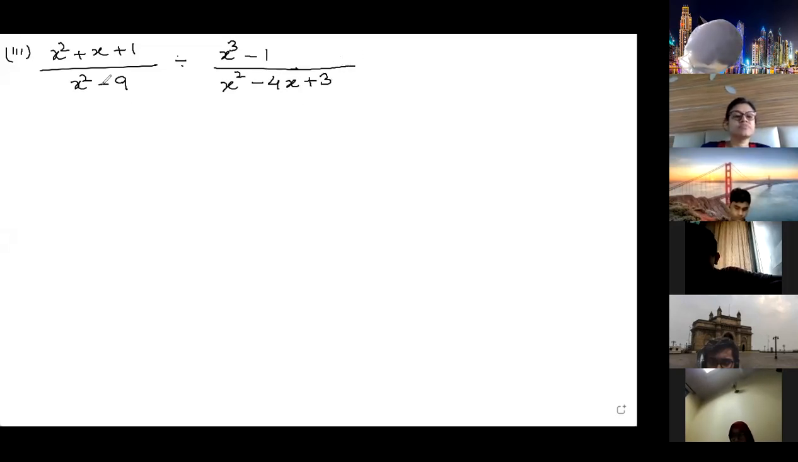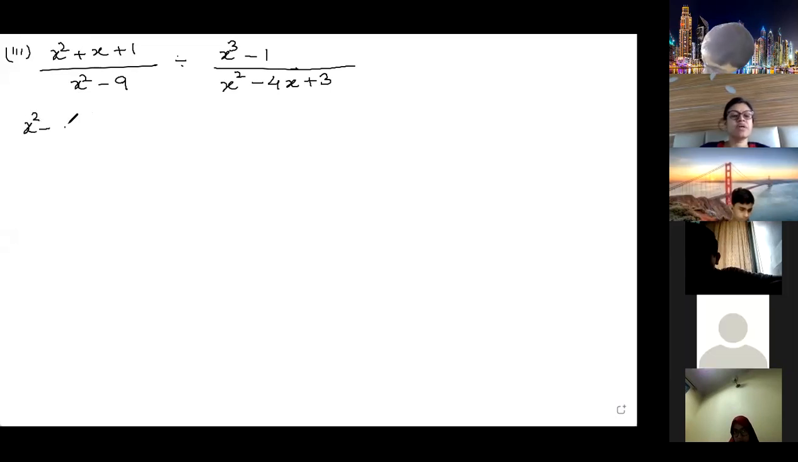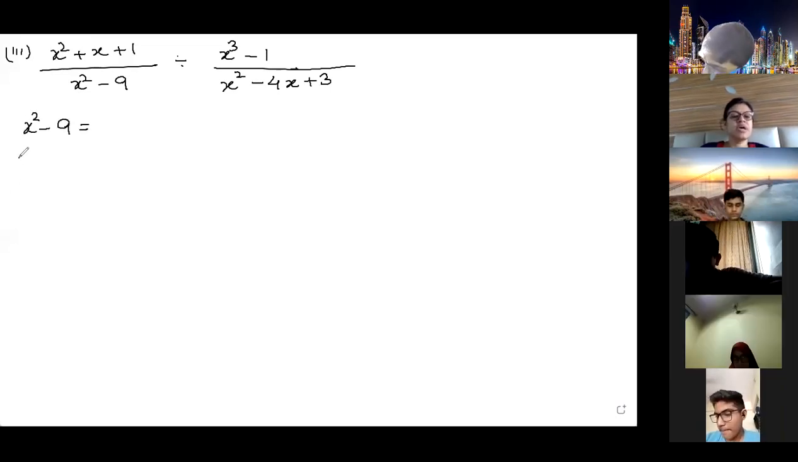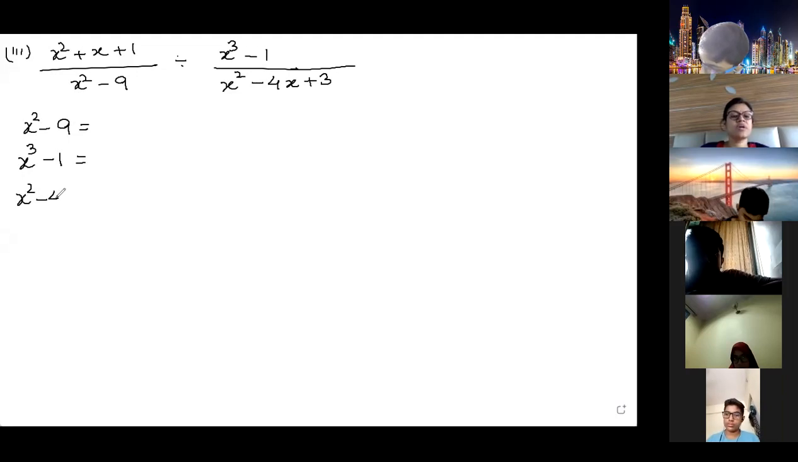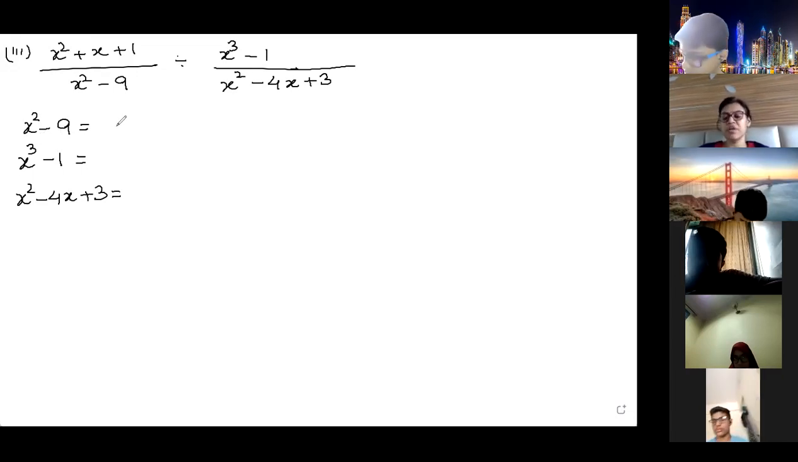Okay. So first factorize x square plus x plus 1. Can you factorize it? You cannot factorize it because you cannot split the middle term. So this will remain as it is. Factorize x square minus 9, then x cube minus 1, and then x square minus 4x plus 3. So what is the factorization of x square minus 9, Ahmed? What will be the answer?